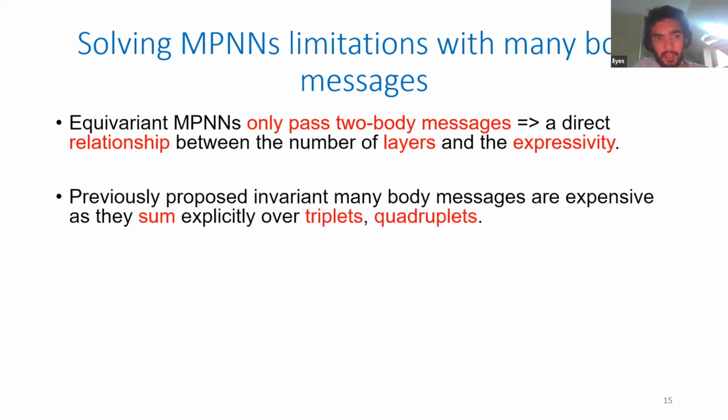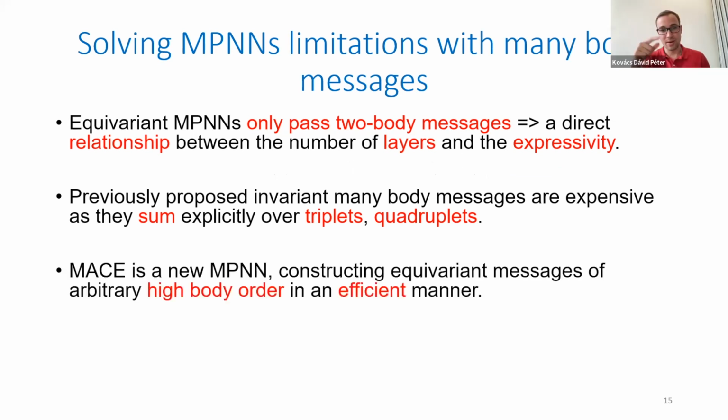And the previous approaches proposed to do invariant many-body messages are very expensive because they sum explicitly over triplets and quadruplets. So you have a large sum, and this sum scales very badly because it scales as a power of your body order, actually. So just to put some names, this is like GemNet and DimeNet, I think, who do exactly this, invariant many-body message passing by incorporating angles, for example, as features. But to get the angles, you need to actually look at all triplets in the environment. Yeah. And then there's MACE.